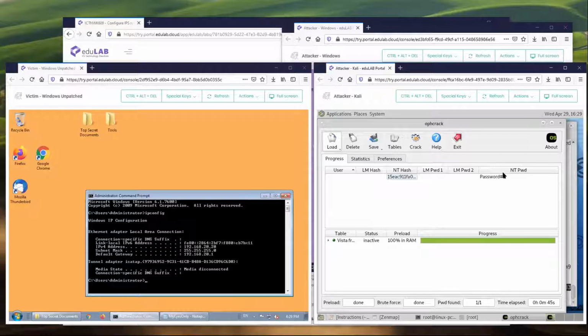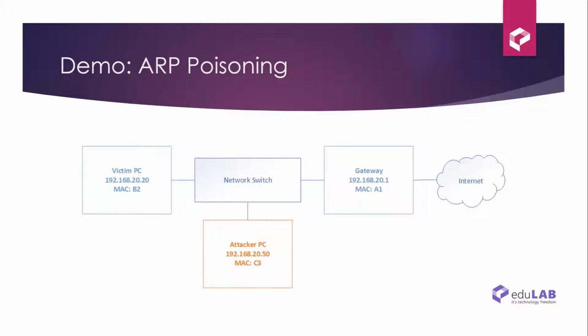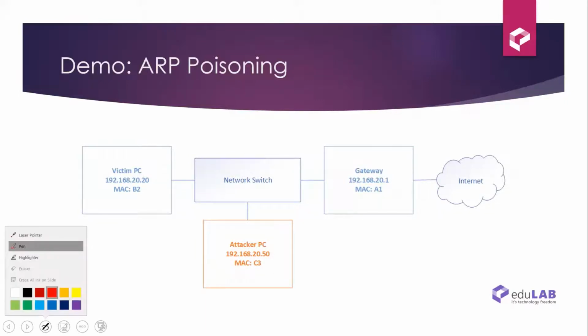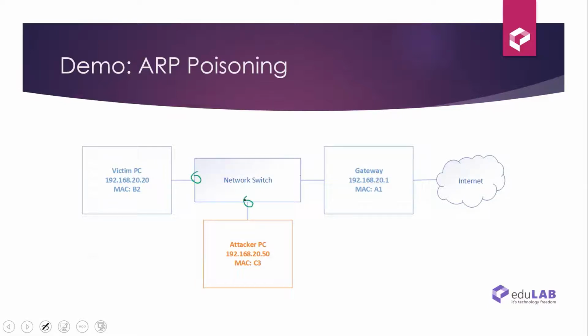That's the demo regarding Kali. Now I'm going to show you another attack, which is a man-in-the-middle attack. In this diagram, we have three hosts. Two are computers and one is a gateway. The hosts are connected to the switch. Let's give it a green color. So here they are connected. Even the attacker's computer is connected to the switch.